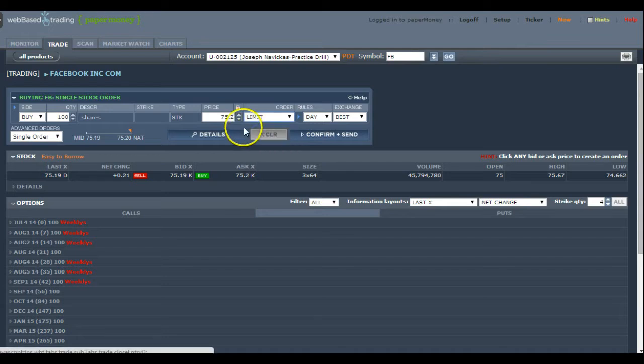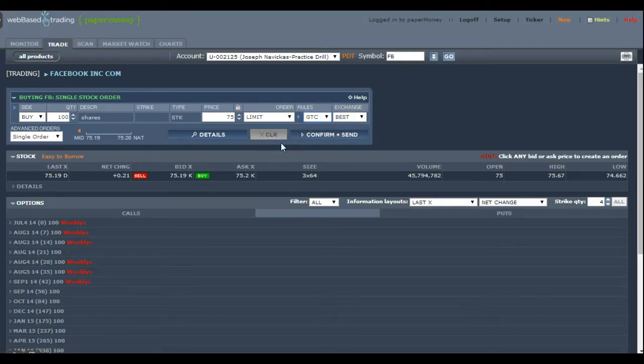Limit is the maximum amount that we're willing to pay for a simple buy of a stock. In this case, we're going to use $75. We want our order to be GTC, which means good till canceled. We want to keep the order in there until we actually go in and cancel it, because we definitely want to be a buyer of this stock at 75. And then the exchange we'll leave at best.